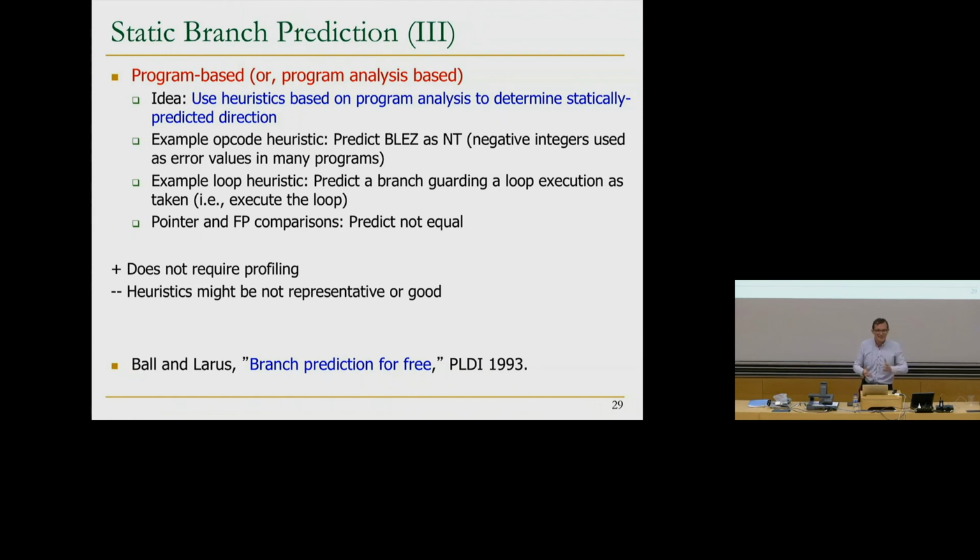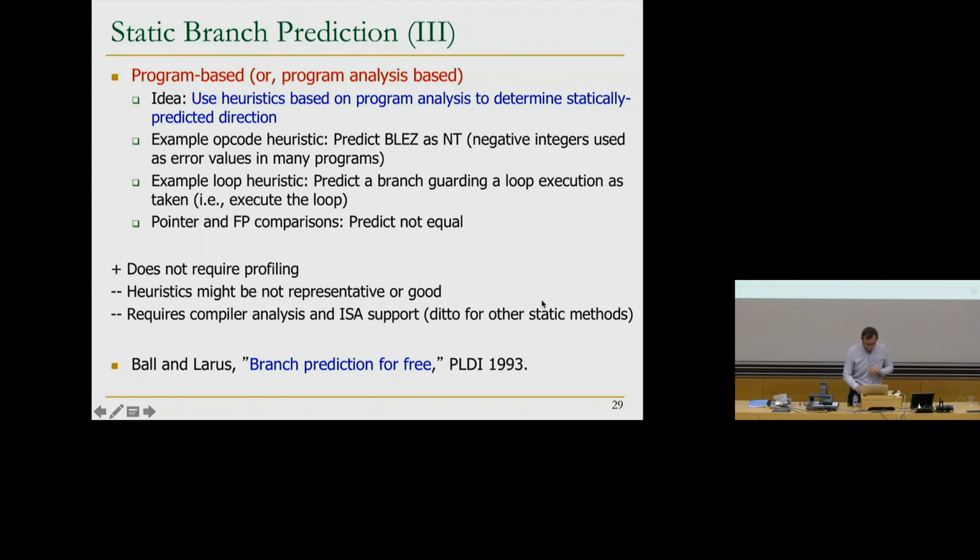But the downside, again, is your heuristics may not be good. If your heuristic is wrong for some reason, for this particular program, you don't get the benefit. And similarly to the previous one, this requires compiler analysis and instruction set architecture support. That's true for other static methods that we've seen. Okay, so it turns out this gives you a 20% misprediction rate as reported in this paper about 26 years ago. I don't know how it is right now.